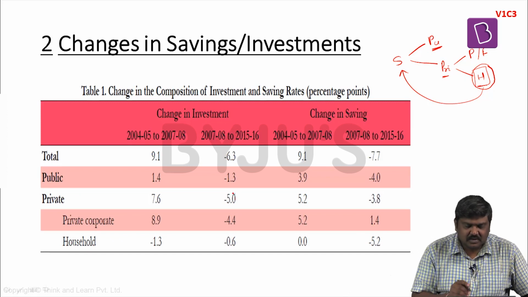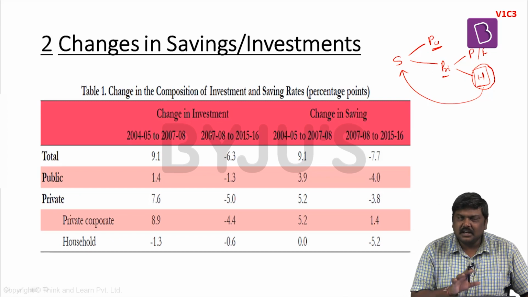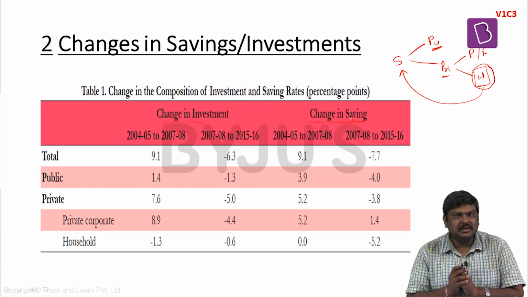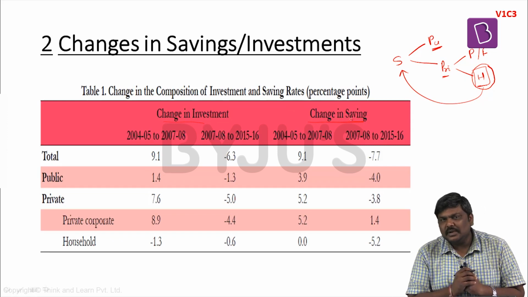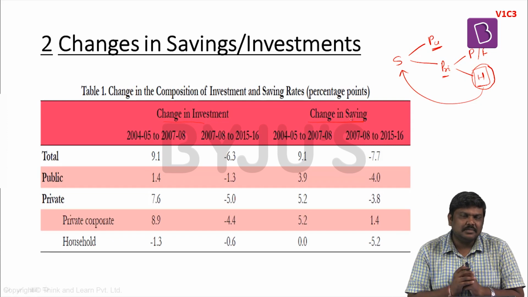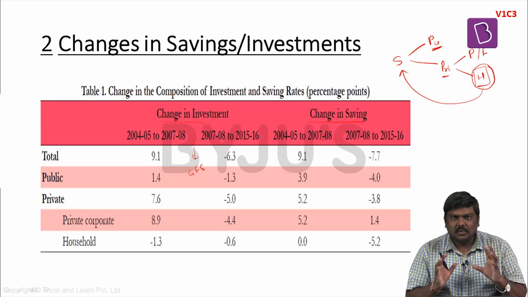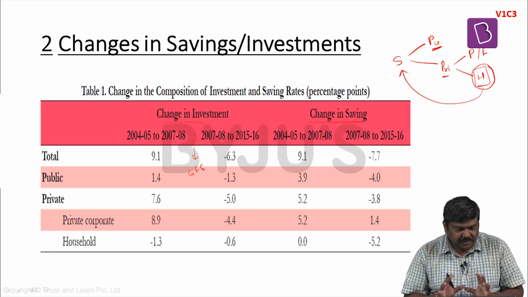For example, if you look at this table, it provides a chronicle of the variation in investment as well as savings between two different time periods. Why are these two time periods being taken? This is for a simple reason: between these two time periods, there was a global economic crisis, or global financial crisis. What is the information that you must derive from this table?